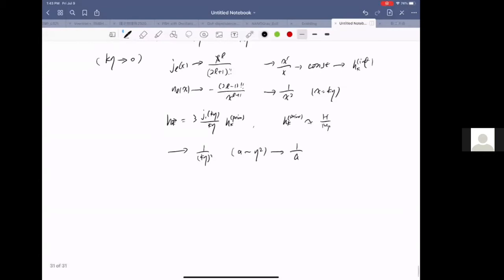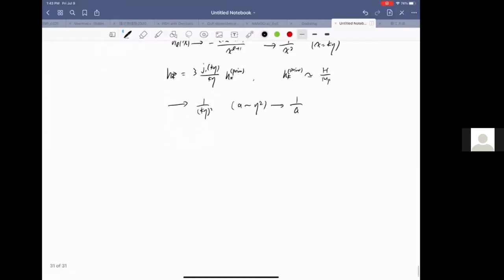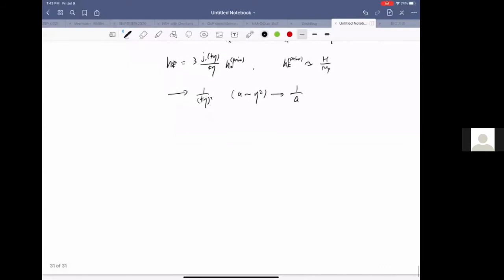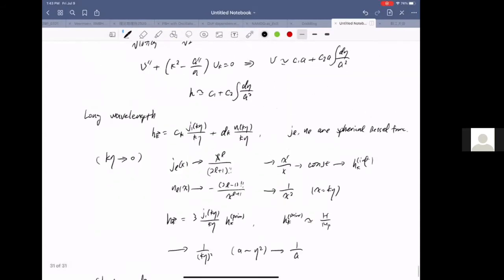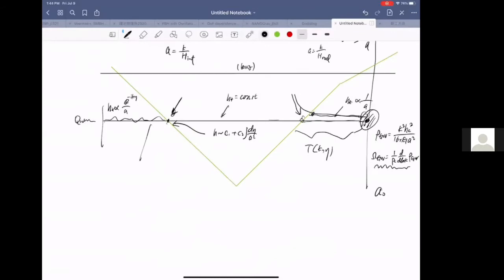To calculate, we have to get some numbers, but I will just skip this part and go to the short modes. Short modes are these ones, these lines. So they enter the horizon in the radiation-dominated universe. So in that case, the solution is much easier.